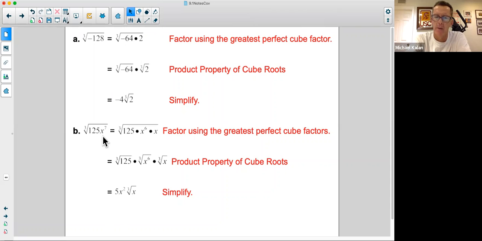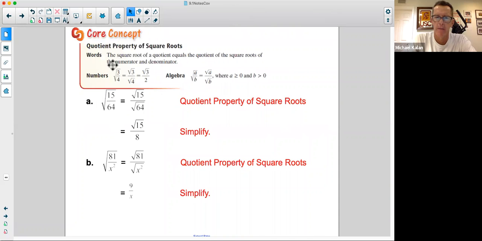No, we would need to find it where the exponent on the variable is a multiple of 3, right? So what's the first multiple of 3 below 7? That's 6. So we change it to x to the 6 times x. Then we can do the old splitteroonie thing here, right?